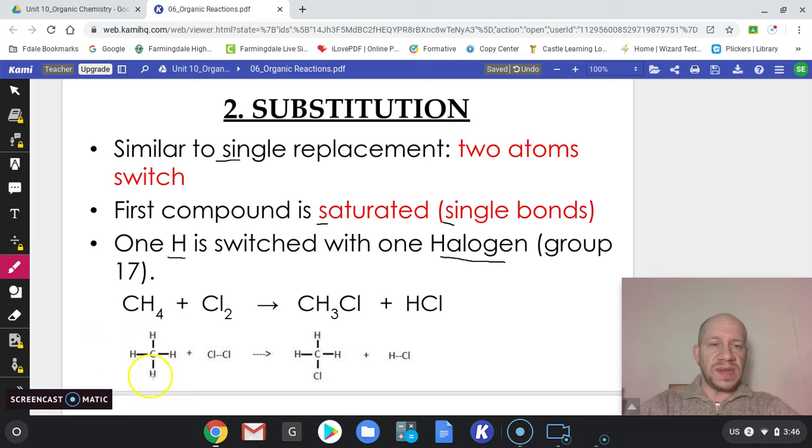So for example, here's our methane. We're going to add the halogen chloride or chlorine. This is the element chlorine. And what happens is one H from this methane will switch places with one Cl here. So notice here's the Cl, here's the H. They've switched places. That means it's been substituted.